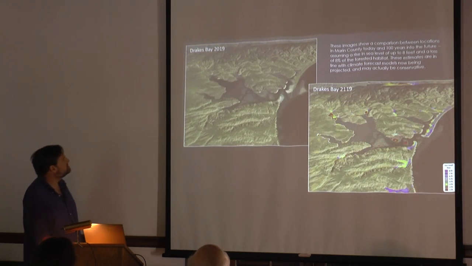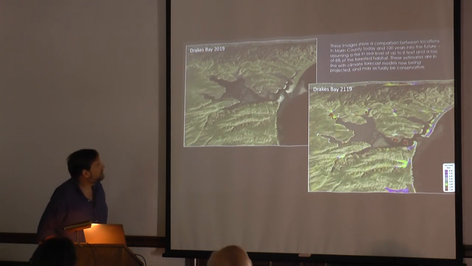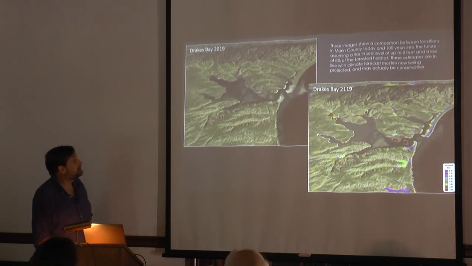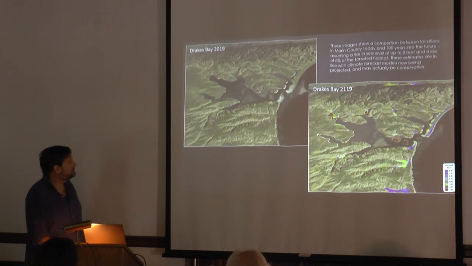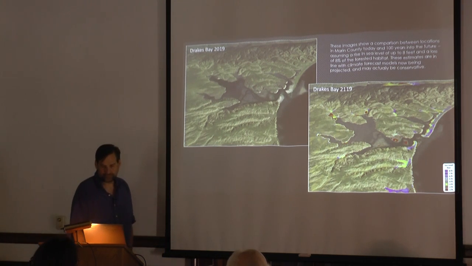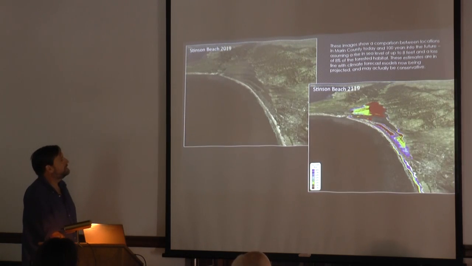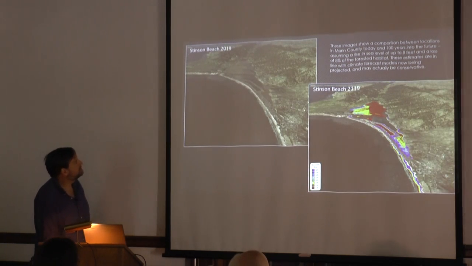Conversely, when you look at Drake's Bay, for example, there's actually really not a whole lot of effects going on over there. There's some inundation, but it's mostly archaeological sites which are going to be affected there, and natural habitat, of course. And that's Stinson Beach. It's mostly areas that are still fairly low right now that would be affected.